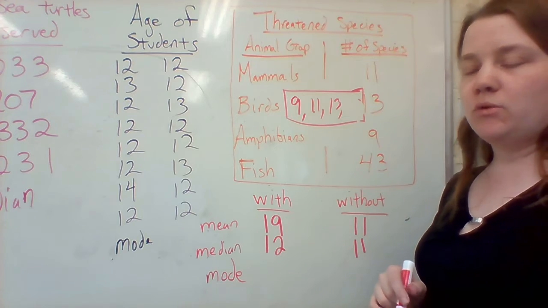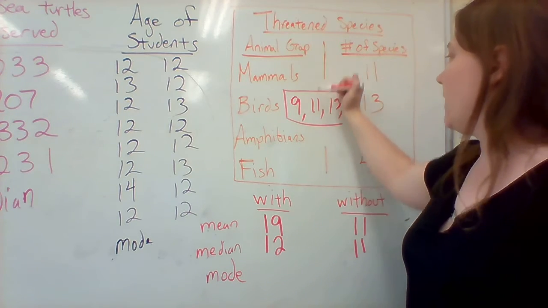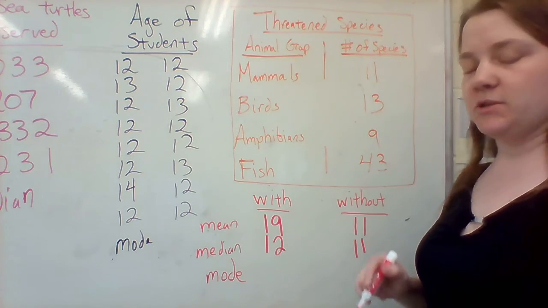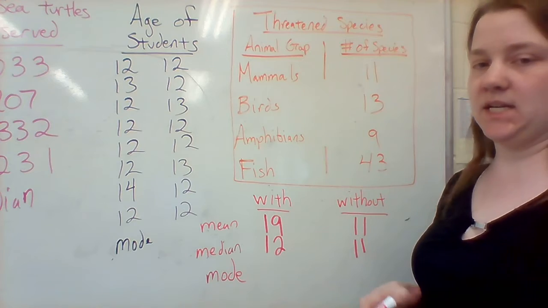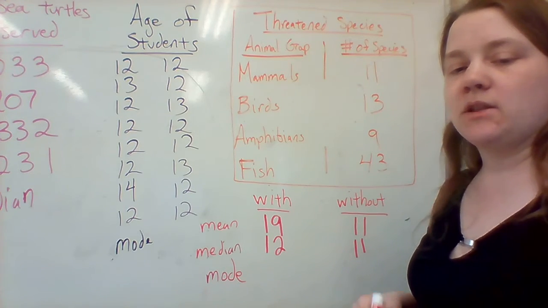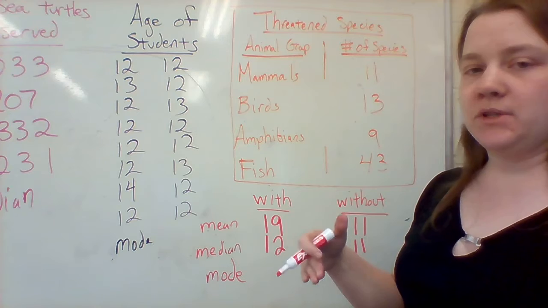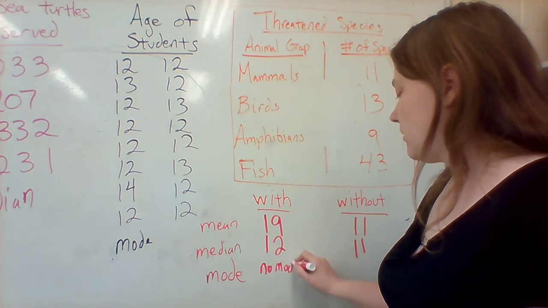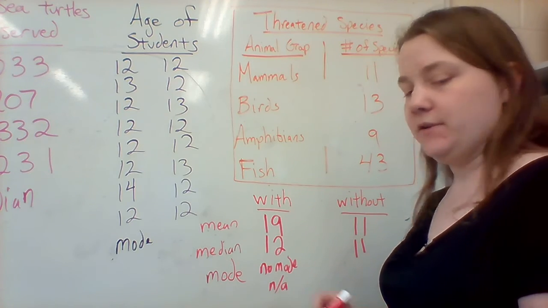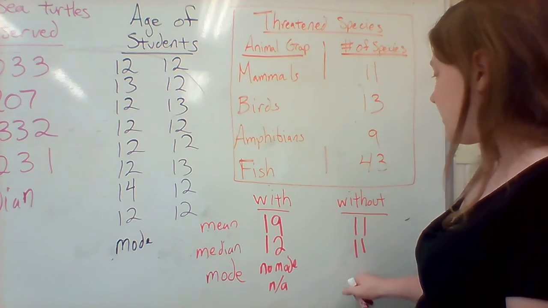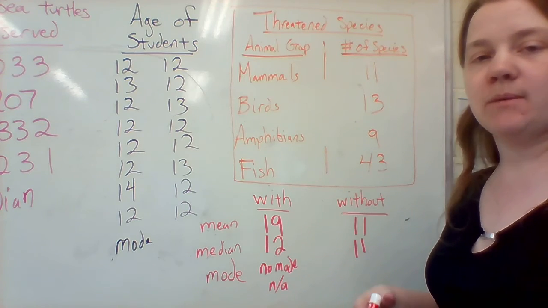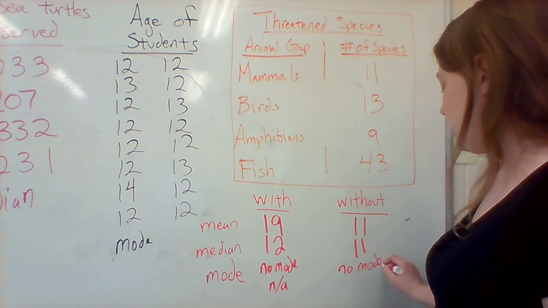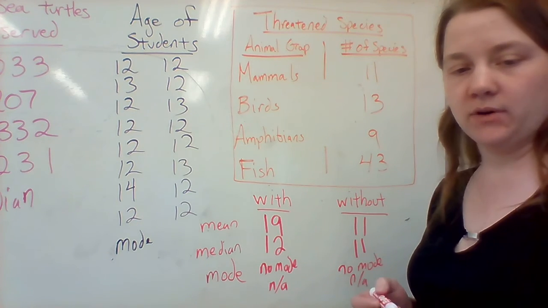Let's take a look at the mode of these numbers with and without the outlier. The mode of the numbers with the outlier is not 0. The answer is there is no mode. 0 does not show up more than anything else. There is simply no mode. You can also put NA if you choose, for not applicable. Same thing if we take the outlier out. There's still no number that stands out more than any other number. So we're also going to say no mode or NA over here.